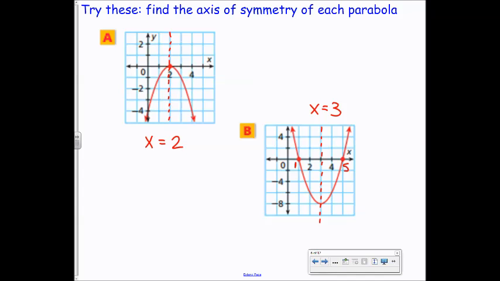And it's always going to be an x equals, because the axis of symmetry is always what kind of line? Straight, which way? Up and down, a vertical line. And a vertical line is always x equals. If it was a horizontal line, it would be left to right, and it would be y equals. But because it's a vertical line, it's x equals.